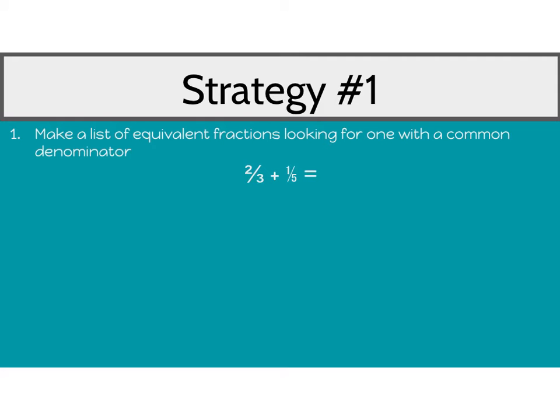So again, I'm going to use the multiplication rule to do that. When we did that, we multiply numerator and denominator by the same number. And usually we start with 2 and we work our way up. So 2/3 times 2 is going to give me 4/6.